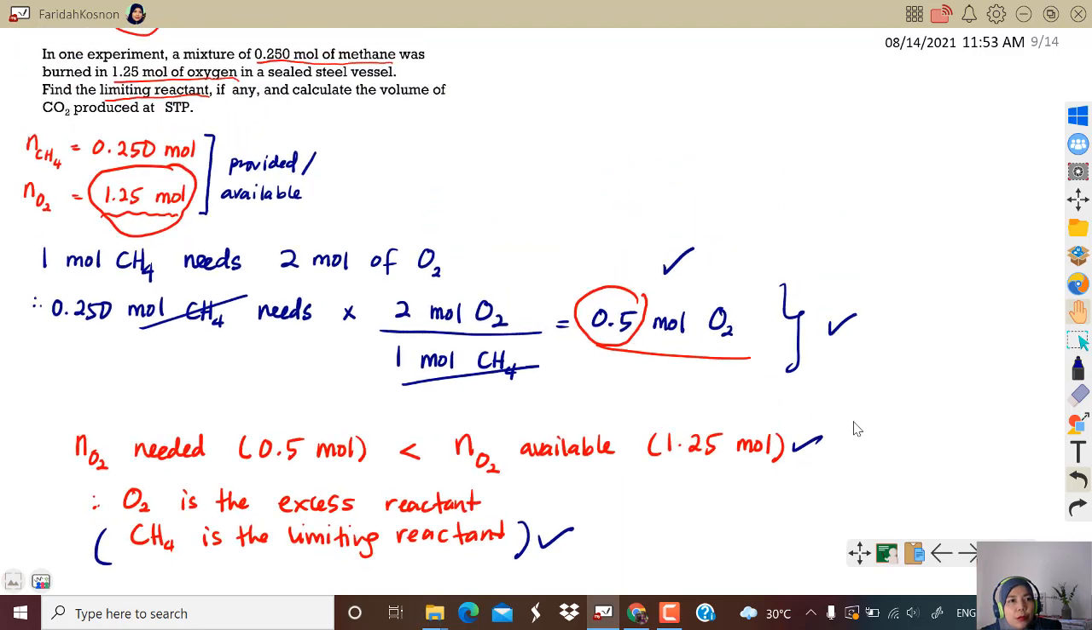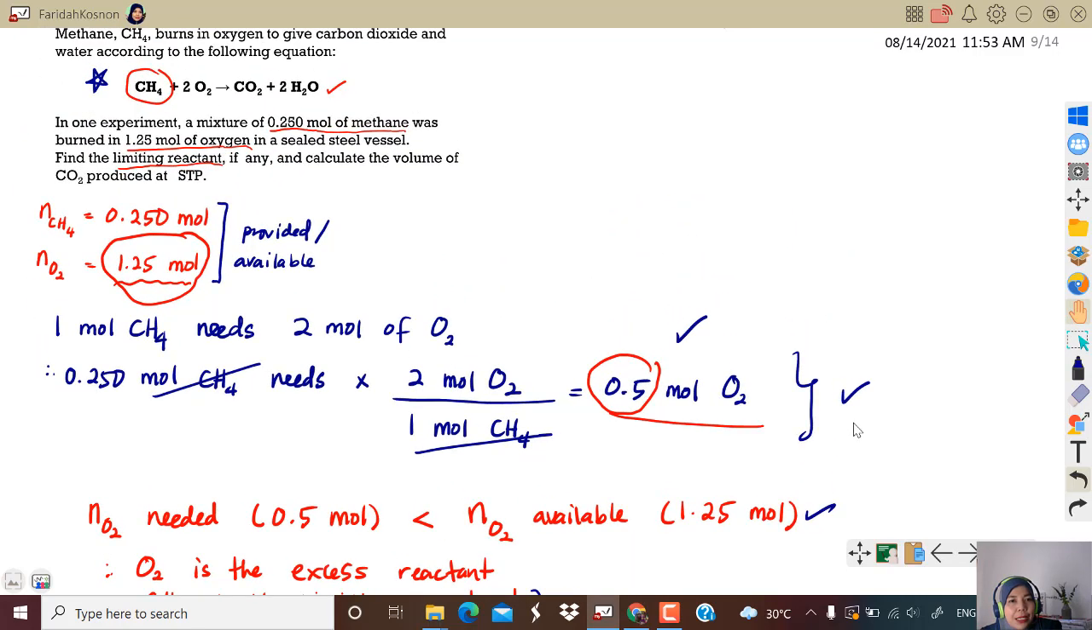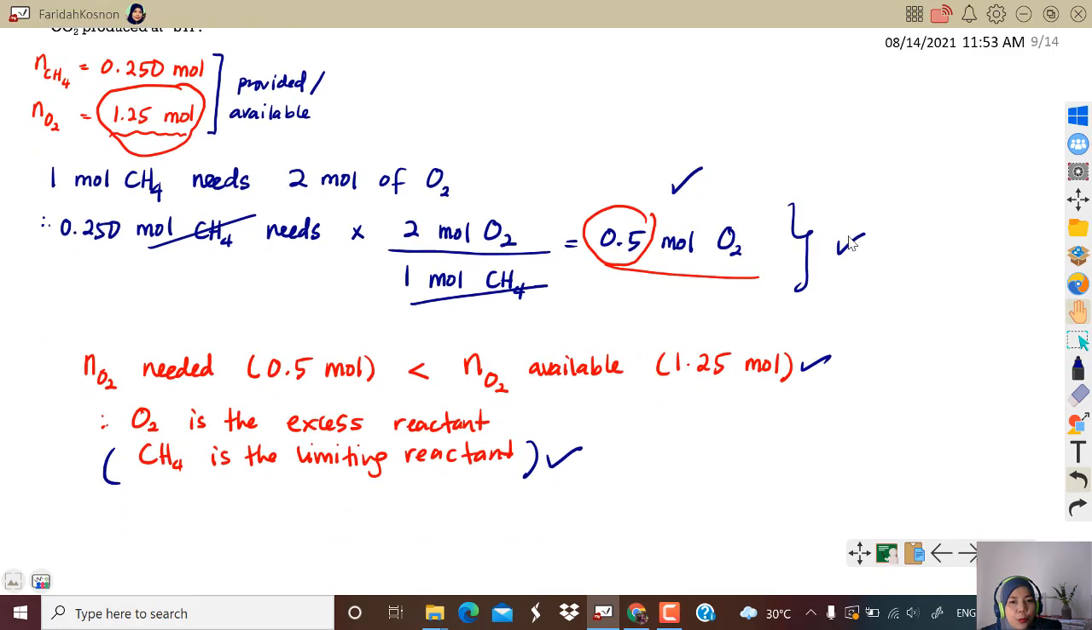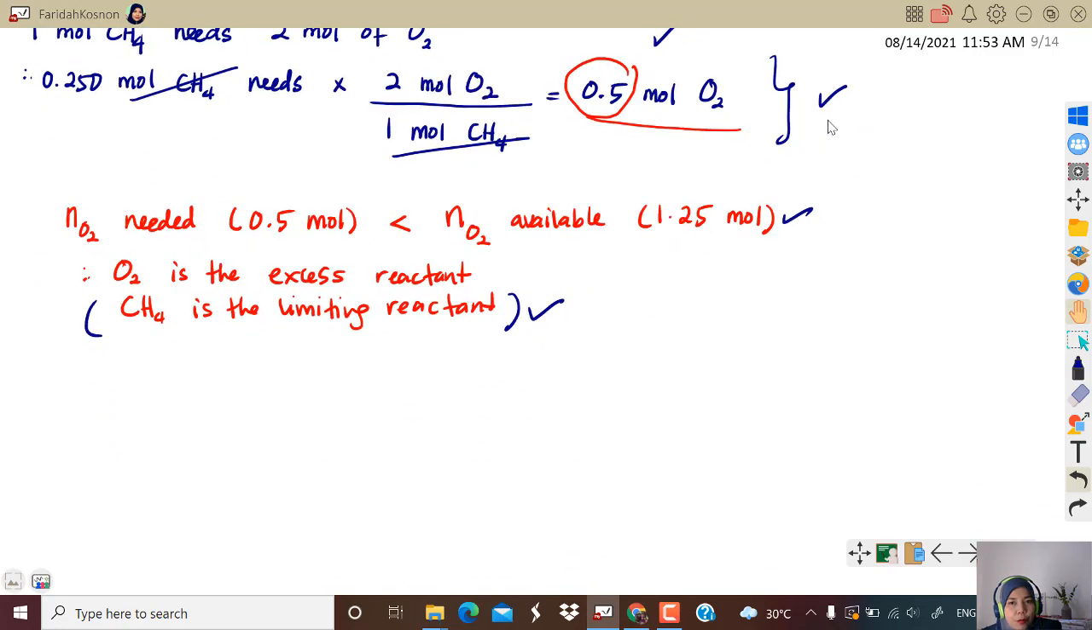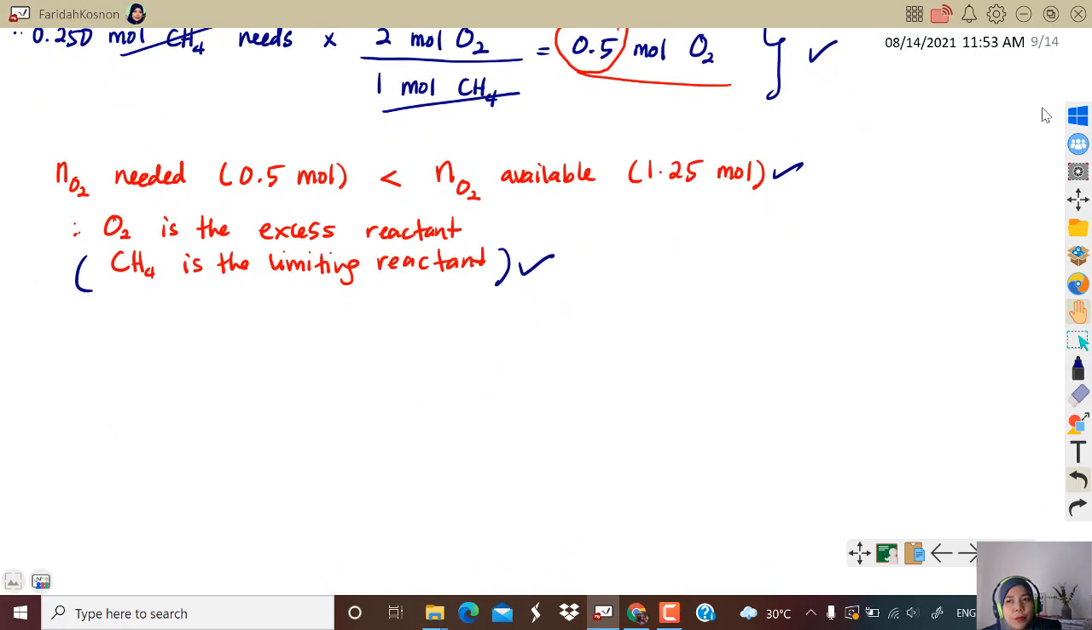So, kalau kita tengok pada soalan, dia suruh calculate the volume of carbon dioxide produced at STP. Okay. So, when we are going to determine the product form, maksudnya carbon dioxide itu adalah product form, kita masih perlu refer kepada balance chemical equation. So, saya tulis semula kat sini, balance chemical equation given.